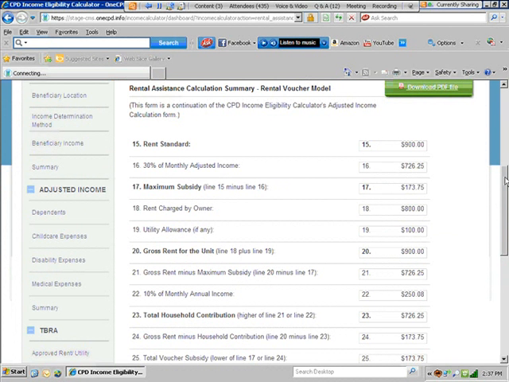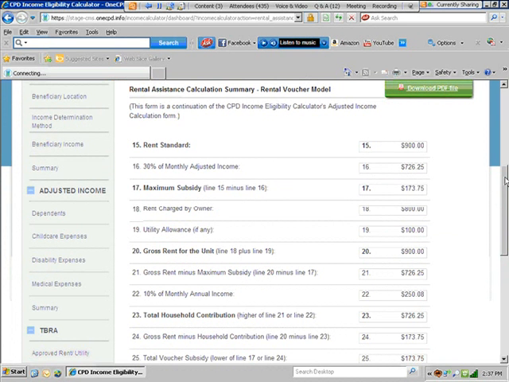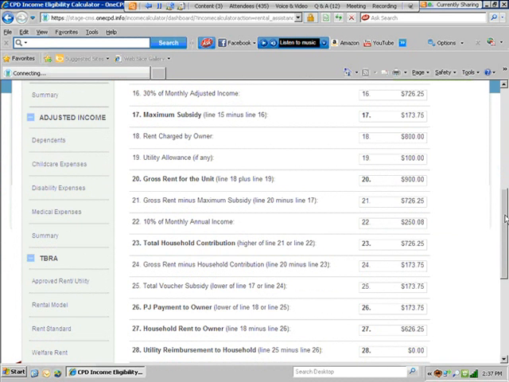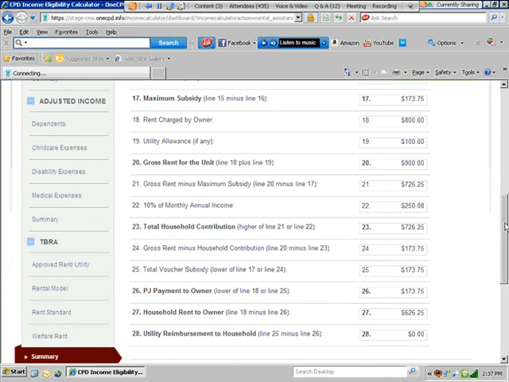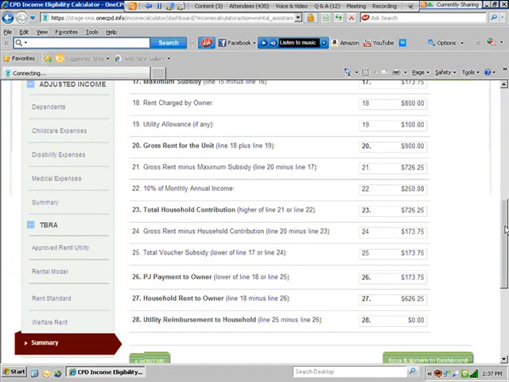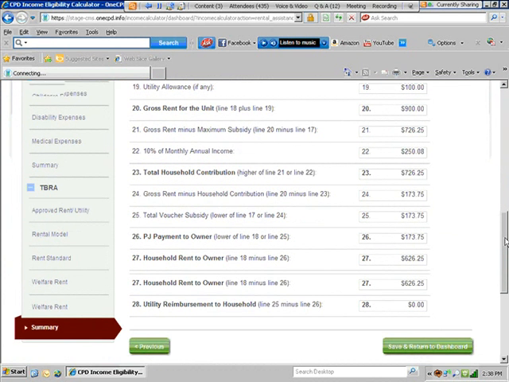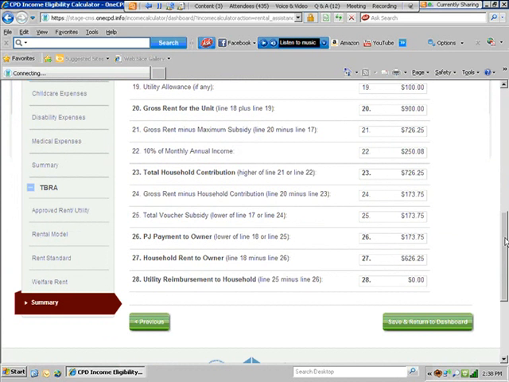And then the maximum subsidy, this is the max that will be paid to any unit that the household chooses, is the $173. So it goes on to use the actual rent, which is the $800 plus the $100 added to it, which is $900, and then you figure out what the max subsidy is, okay, and then it goes on to compare it to 10% of monthly annual income. All of these calculations are part of the voucher model, so that you figure out what the greater of those is. So it's still the $173 that we talked about before that the subsidy amount will be, and then at the bottom, what the household will pay toward rent to the owner is the $626. Okay?